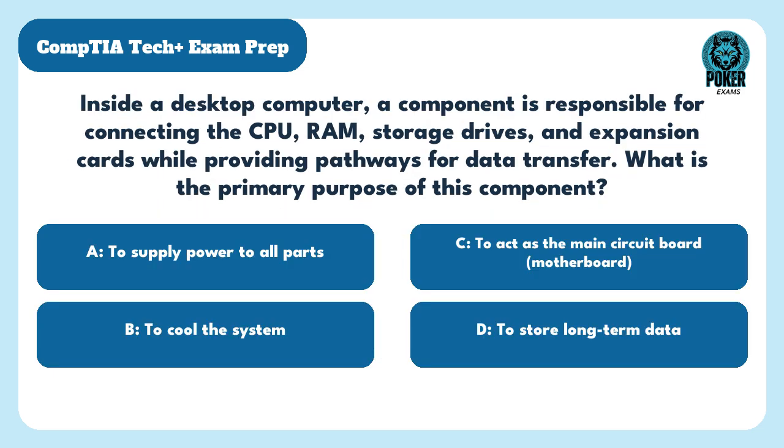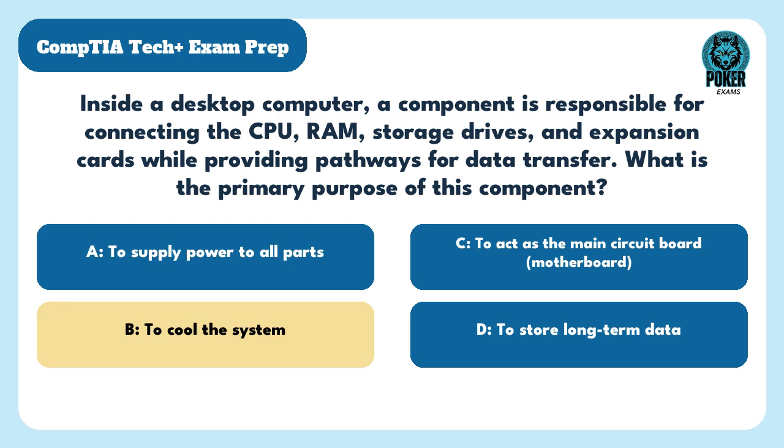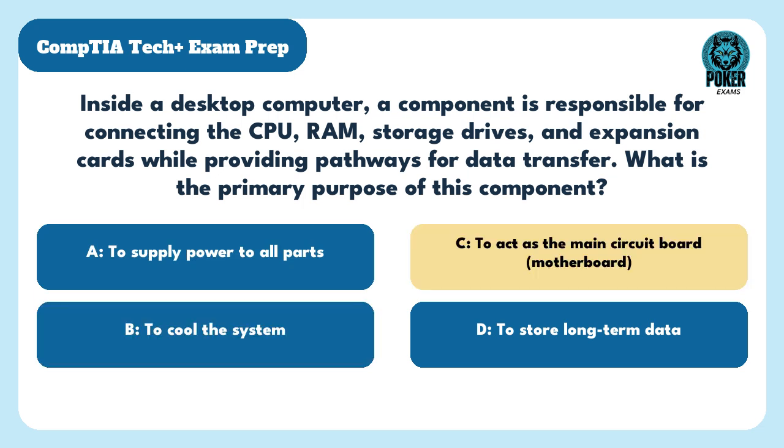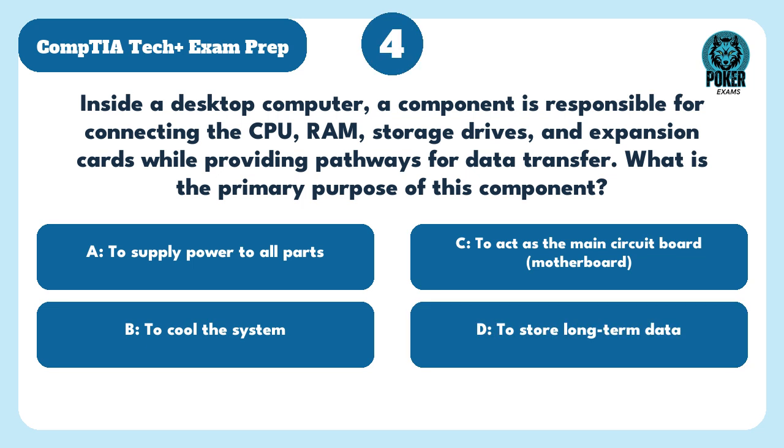Question 6. Inside a desktop computer, a component is responsible for connecting the CPU, RAM, storage drives, and expansion cards while providing pathways for data transfer. What is the primary purpose of this component? Is it Option A, to supply power to all parts? Option B, to cool the system? Option C, to act as the main circuit board, motherboard? Option D, to store long-term data? The correct answer is C.